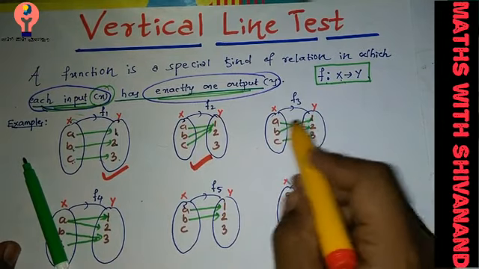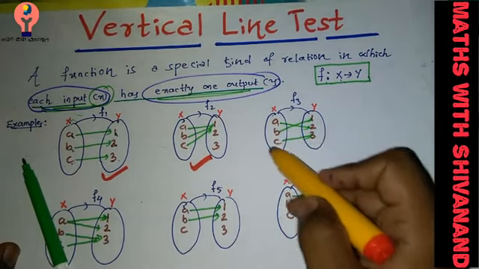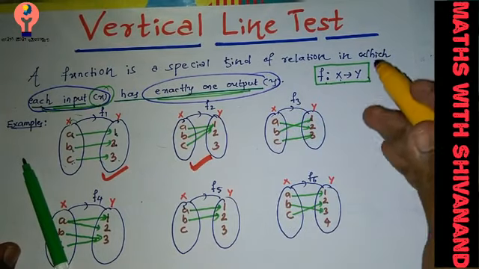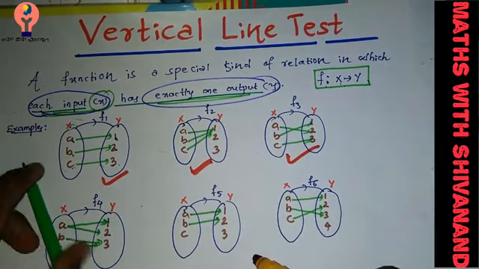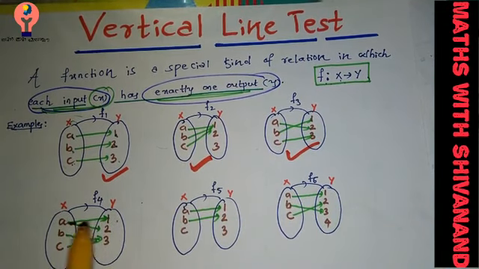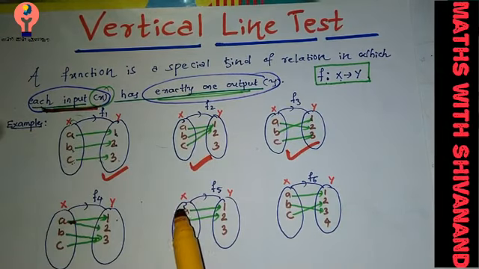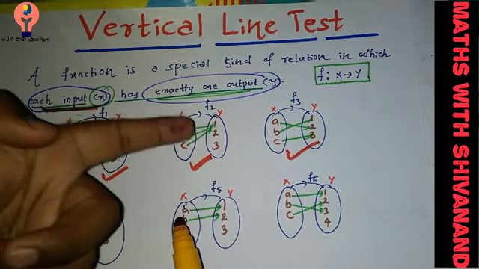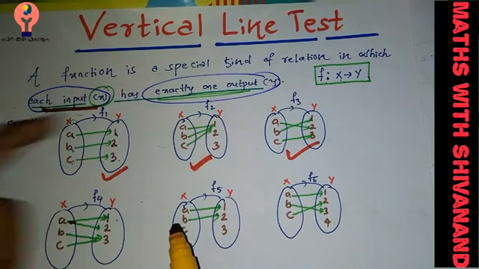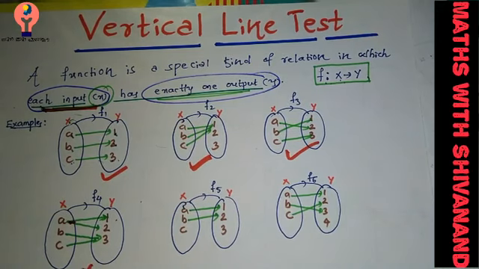Function number 3: A goes to 2, B goes to 1, C goes to 3. Each and every element in the domain has a unique image, so this is definitely a function. Function number 4: A has two images, A goes to 1 and A goes to 2. It does not satisfy the definition, since every input should have exactly one output. Here A has two outputs, one is 1 and the other is 2, so this is definitely not a function.